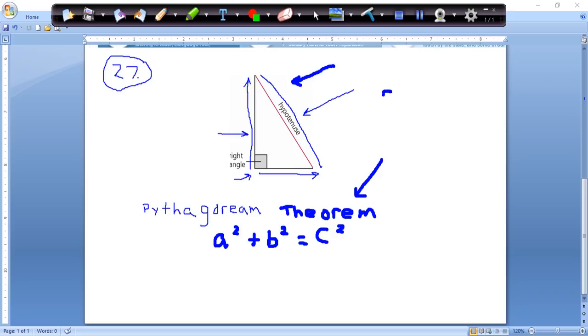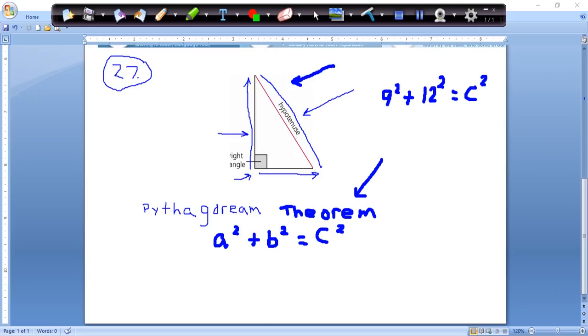So 9 squared plus 12 squared is equal to whatever the answer, C squared. So what they want you to do is express this in a square root.